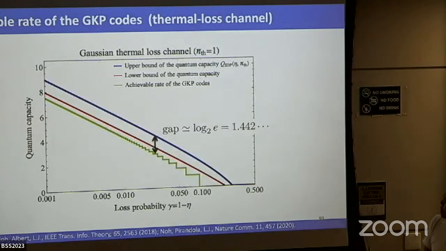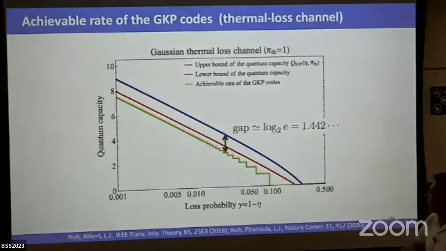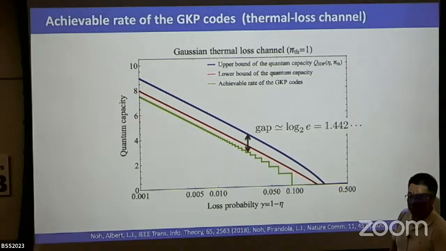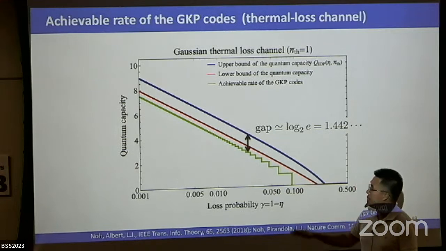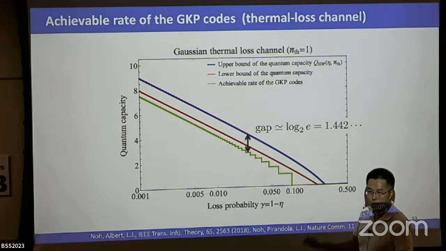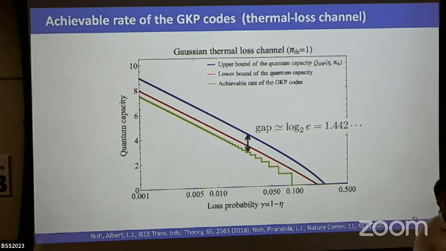For other channels, like the thermal noise channel, there's still an open question about what the channel capacity is. Maybe developing better codes can help us improve the lower bound, and hopefully we can close the gap between the lower bound and the upper bound. So this is the context of quantum communication.